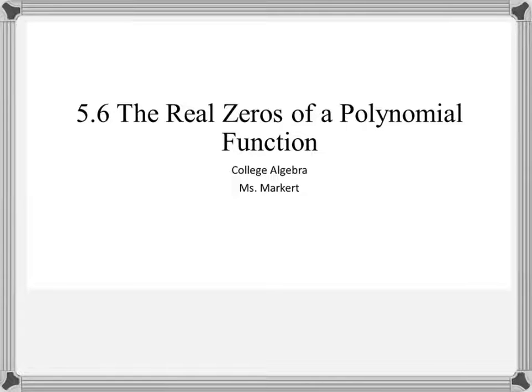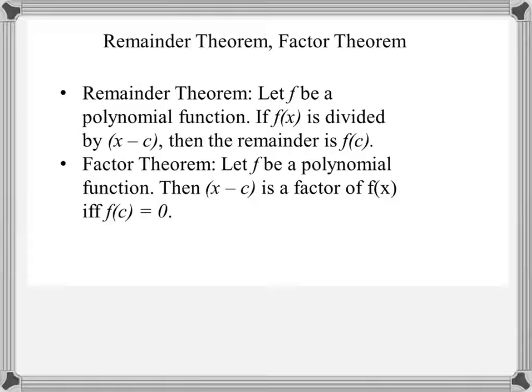The real zeros of a polynomial function. So a couple of theorems that we'll be using: the remainder theorem and the factor theorem. The remainder theorem says, let f be a polynomial function. If f of x is divided by x minus c, then the remainder is f of c.